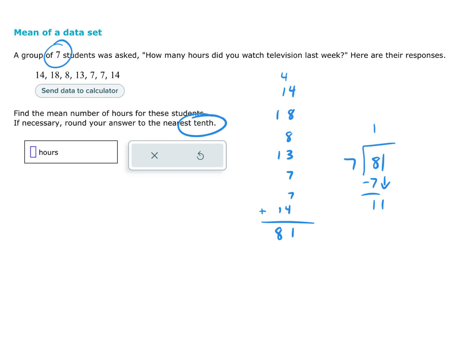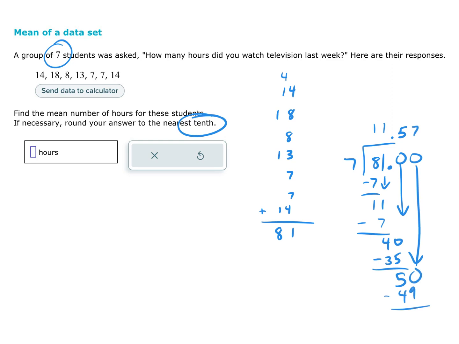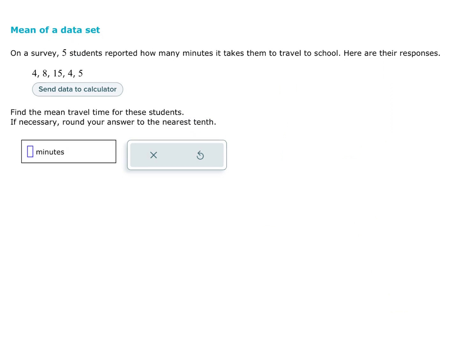7 goes into 11 one time. And I'm going to put a decimal point, and I'm going to keep dividing because I am going to need to round this to the nearest tenth. 7 goes into 40 5 times, and 7 goes into 50 7 times. And I could keep going, but I just need to round it to the nearest tenth. The tenths place is right here. The 7 to the right of it means it's closer to the next tenth up, so we have 11 and 6/10 hours.